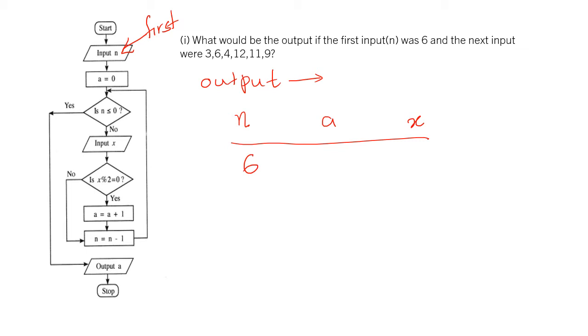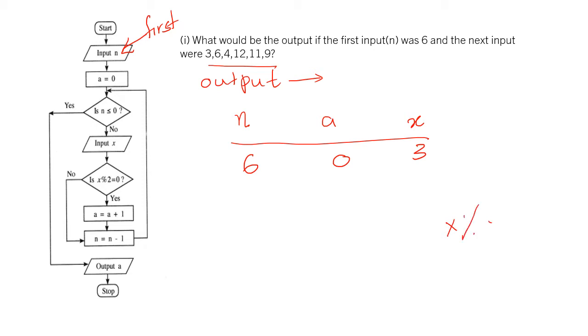Then what is it? A is 0. If n value is lesser than 0? No, n is 6, which is greater than 0. So that is false. So going to the input x. So the input x is, these are the input x. First input is 3.